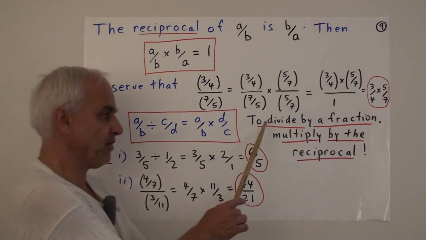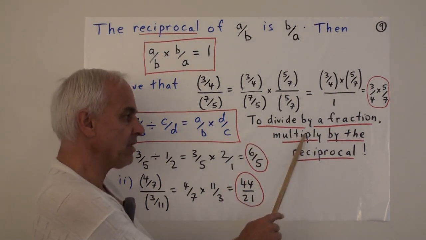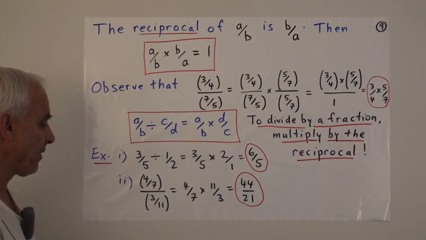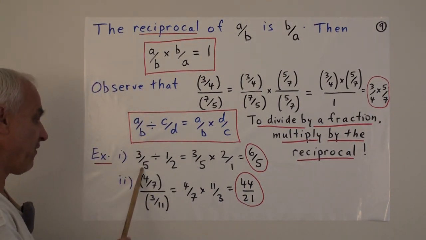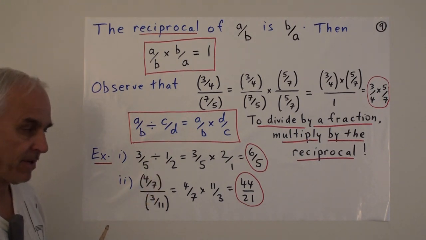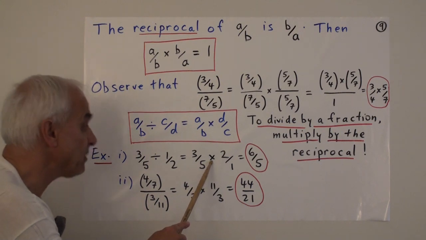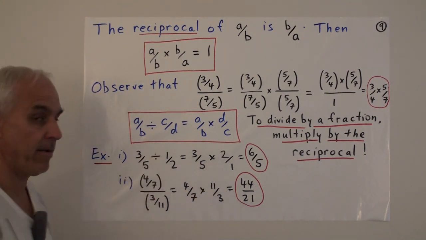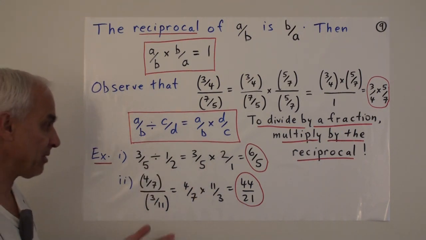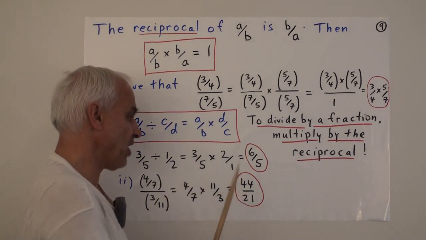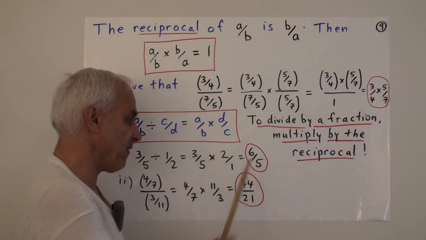Or in words, to divide by a fraction, multiply by the reciprocal. So for example, if we have 3 over 5 divided by a half, that's the same as 3 over 5 times the reciprocal, 2 over 1. And we know how to multiply fractions. Product of the numerators, product of the denominators, the result is 6 over 5.